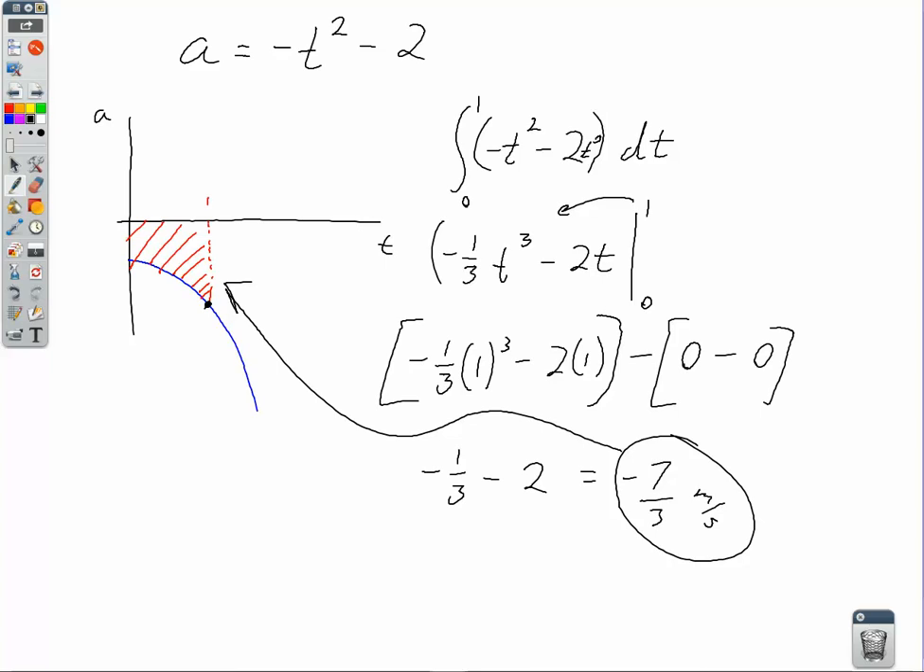Okay? So those are the nuts and bolts of definite integral. All right? Antiderivative, evaluate at the upper limit, subtract, evaluate at the lower limit. That's it for now.